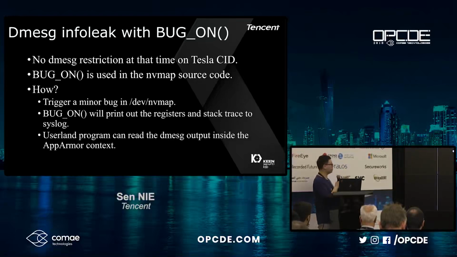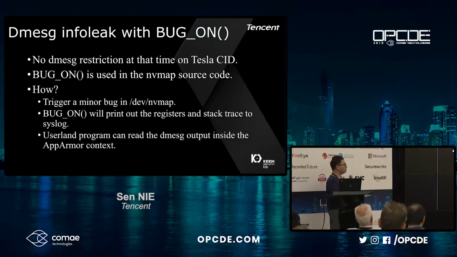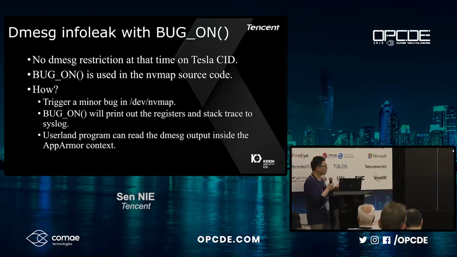Firstly, we will trigger a mini bug in the /dev/nvmap. We already found one. That is, if we unpin the handle which is not allocated before, it will trigger the BUG_ON function, and the BUG_ON will print out the registers and the stack trace to the syslog. From the user space, we can read the dmesg output inside the AppArmor context. It means even if we are in the AppArmor sandbox, we can read some sensitive information.